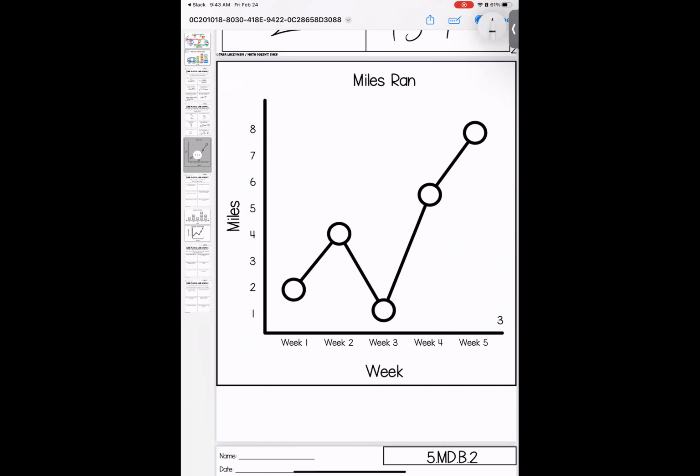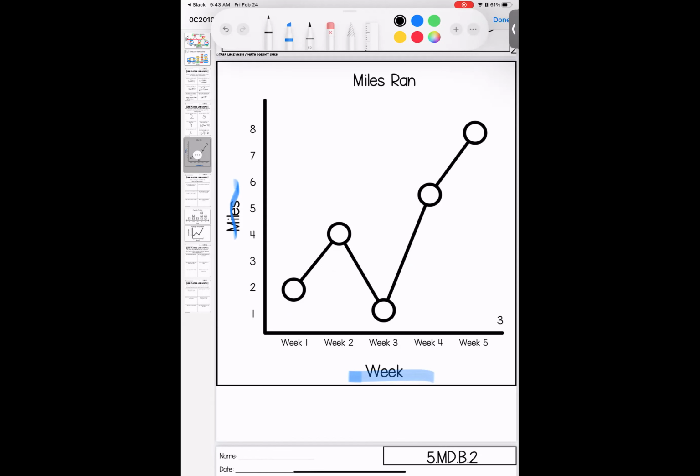So we're talking about Raven, who is training for a marathon, and her results are on this graph. If we're looking at the labels, we have weeks down the bottom, right here, and we have miles going up and down. Here's our first question: how many miles did she run in the first 3 weeks?